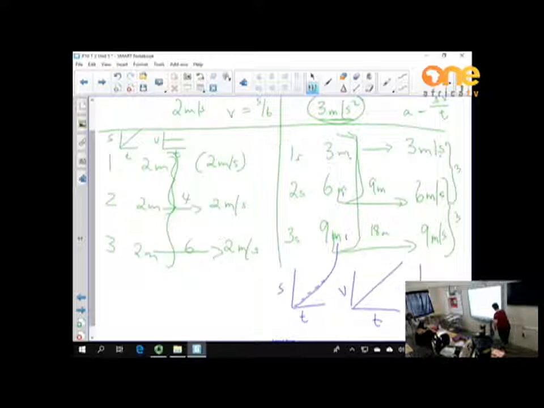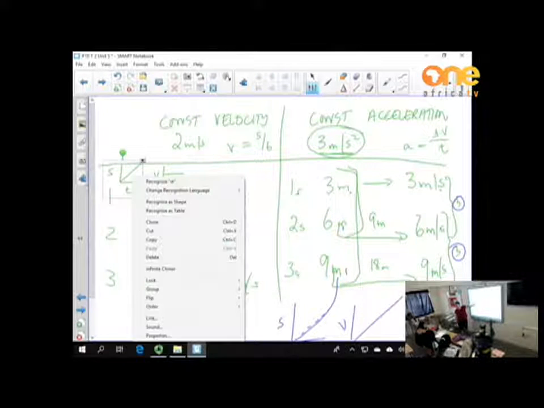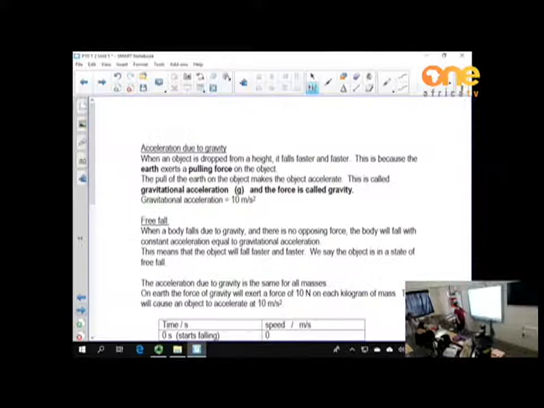And then the acceleration time graph. What is my acceleration? It is 3 meters per second. That would be the acceleration time graph. Does it make sense, the difference in the shape of these graphs in comparison to the shape of those graphs? That is why it differs, because this is constant velocity, that is constant acceleration. All right, now we can go and see what your notes say.